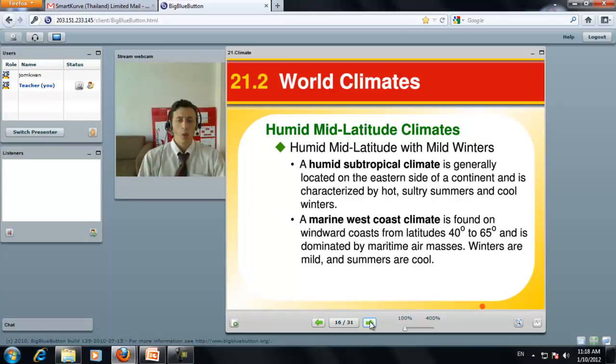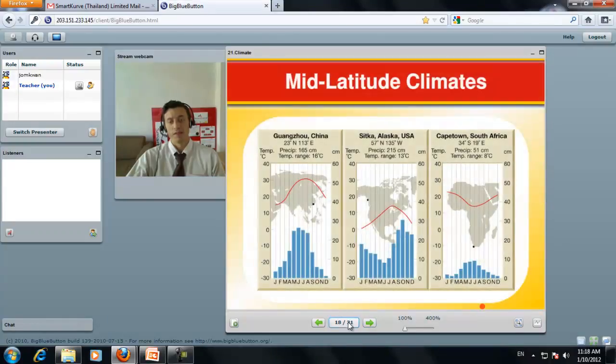A marine west coast climate is found on the windward coasts from latitudes 40 to 65 and is dominated by maritime air masses. Winters are mild and the summers are cool. So remember our picture from slide 7. That windward side, the winds come in from the wet, bringing that wet, cold air. So that's the type of weather that we find on the marine west coast. And we're going to see an example of this in a couple of slides.